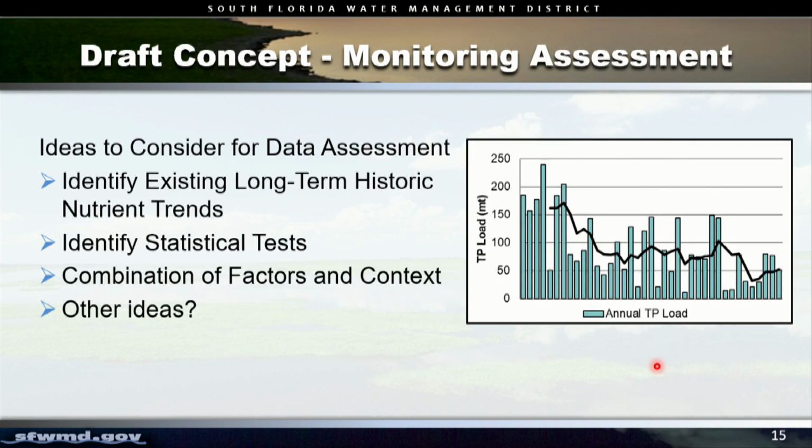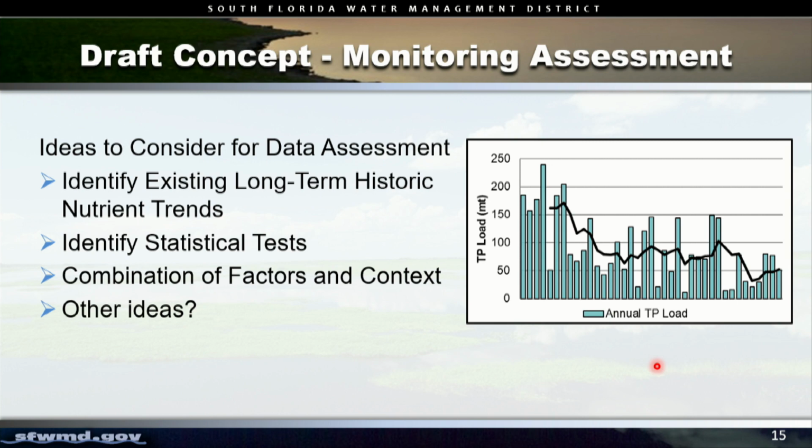So once we've established the monitoring, we then need to assess the data that we are collecting. There may be already existing long-term nutrient trends. We need to try to decide what kind of statistical tests we're going to use. Are we going to use averages? Will we look at trends? And another thing that we might want to consider is a combination of factors and the context of it.